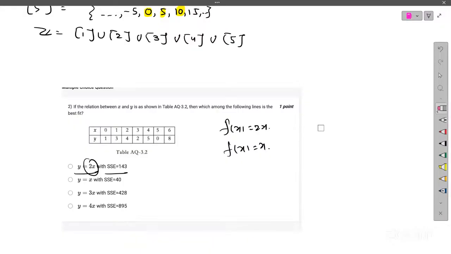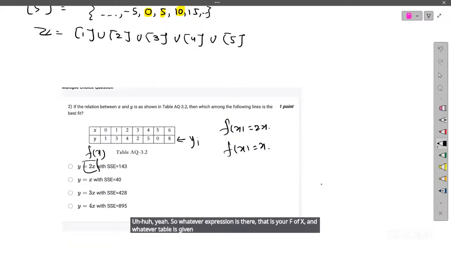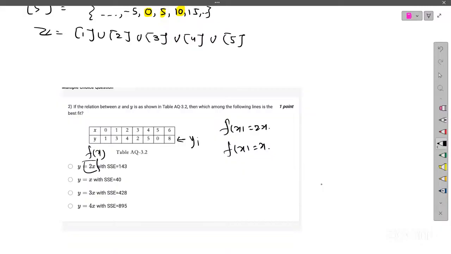Okay, fine. I'll do it. Do you get my point? Are you confused with f of x or yi's? Yeah, now it's clear. So whatever expression is there, that is your f of x, and whatever table is given, that is your yi's. Okay, fine. Thank you. Any other doubts from anyone?